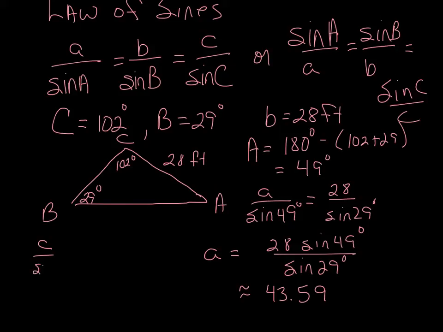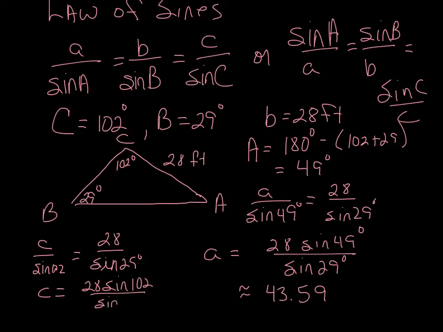Side C over the sine of 102 is equal to, use your given, don't use that one you just got, use the given information, 28 over the sine of 29 degrees. So C equals 28 times the sine of 102 over the sine of 29, which is approximately 56.49 feet.